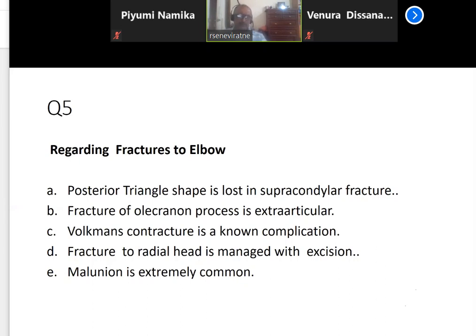Fracture of the olecranon process is extra-articular. False. It is intra-articular. Although the olecranon process is outside, the joint capsule gets attached to the ends of the olecranon process. So any fracture is intra-articular. You have bleeding into the joint and all that. Volkmann's contracture is a non-complication. True. What is it due to?